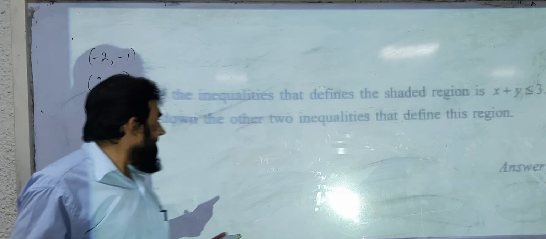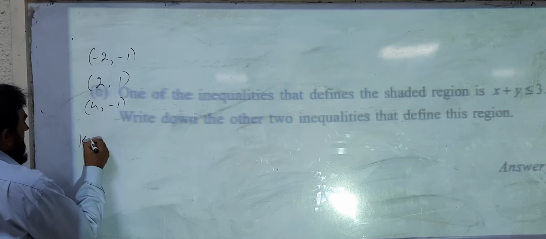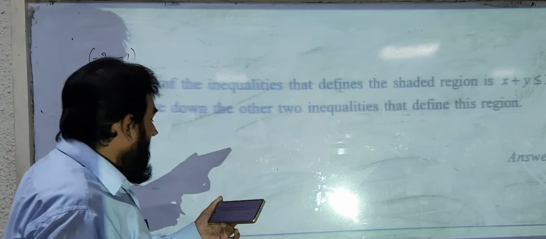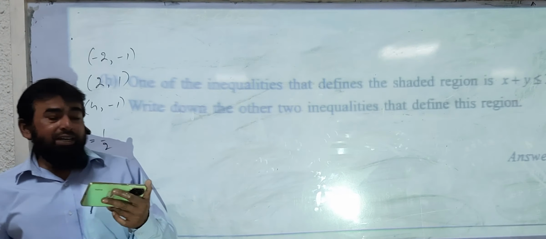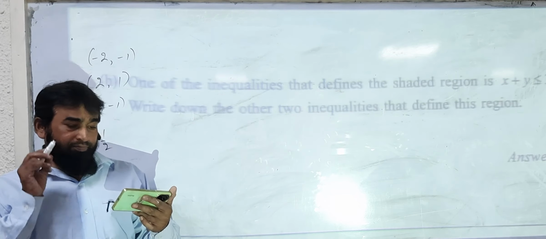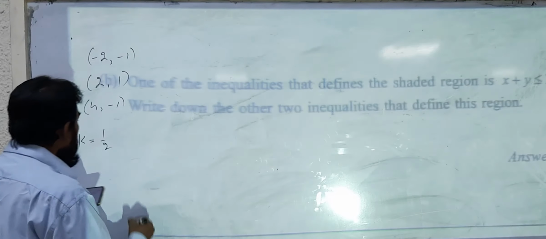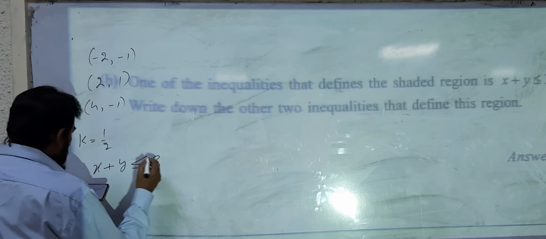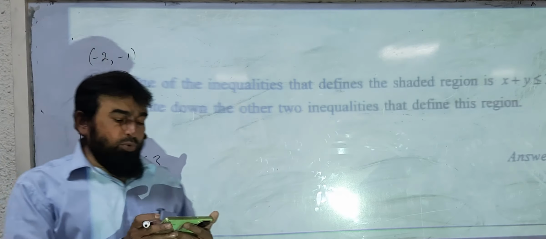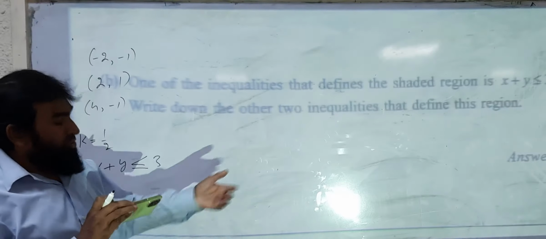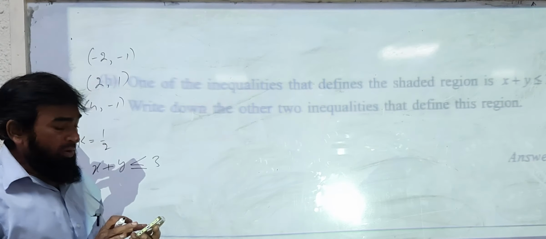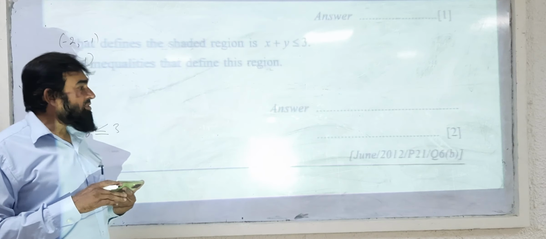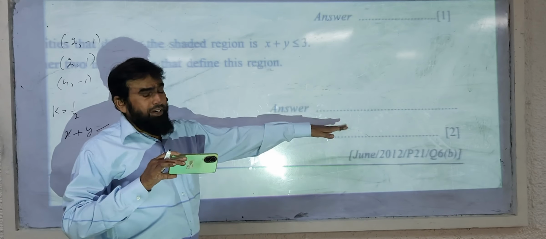Okay. Now as you know that we have calculated the value of K, K is equal to 1 by 2. The second part, the B part: one of the inequalities that defines the shaded region is x plus y less than or equal to 3. He says that one of the inequalities is x plus y less than or equal to 3. Write down the other two inequalities that define the region. So we have to write down the rest of the two inequalities which are defining that triangular region, capital R. Now this question is carrying 2 marks. You can see that you have to write down two inequalities here.